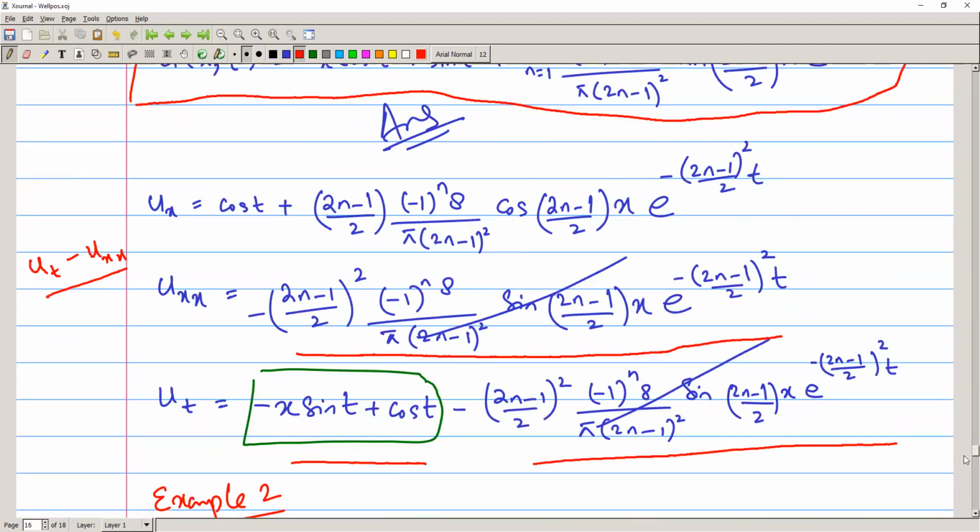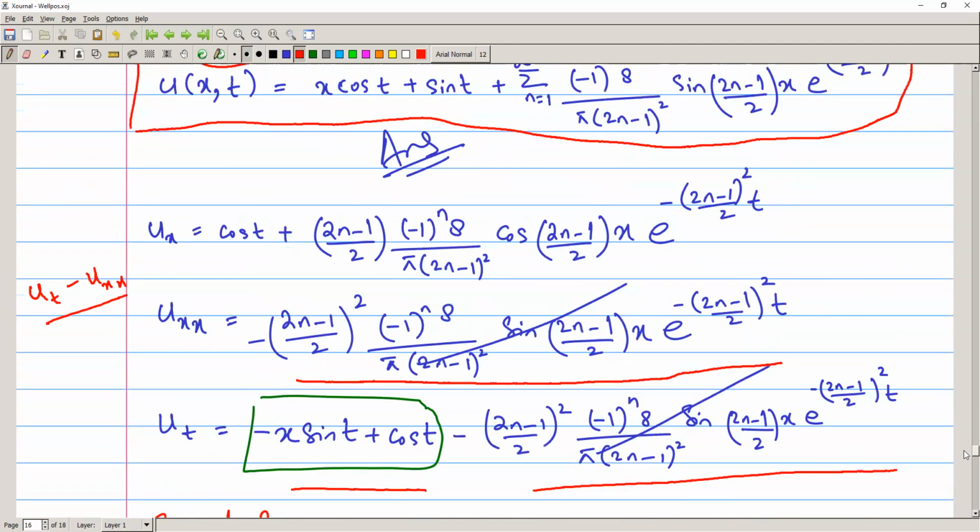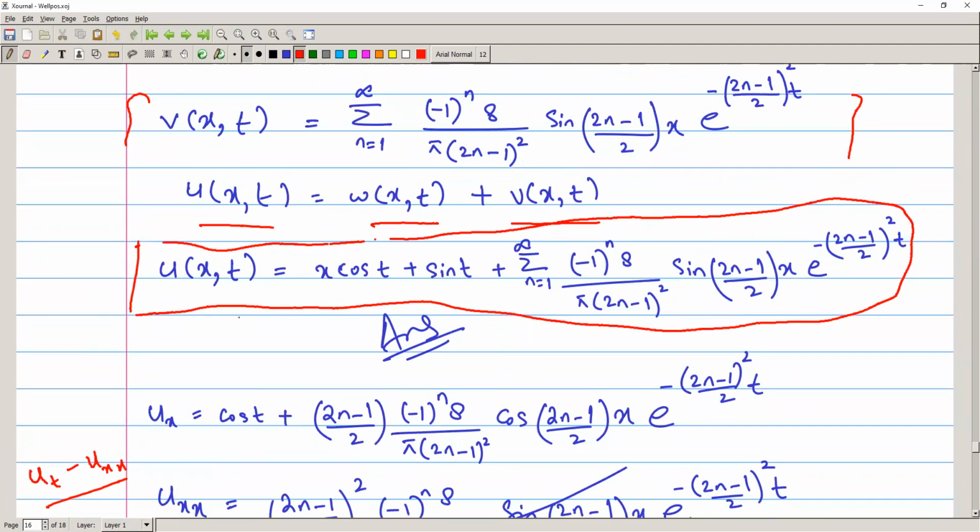In this solution, if we apply u of 0 comma t, this will be 0, and this will also be 0 because of sine 0. Therefore, we will be left with x cosine, and with x equal to 0 this will be 0, right? Because we apply x, it will be 0, and we will get only sine t. This will also be 0 because of sine 0. So u of 0 comma t will be equal to sine t.